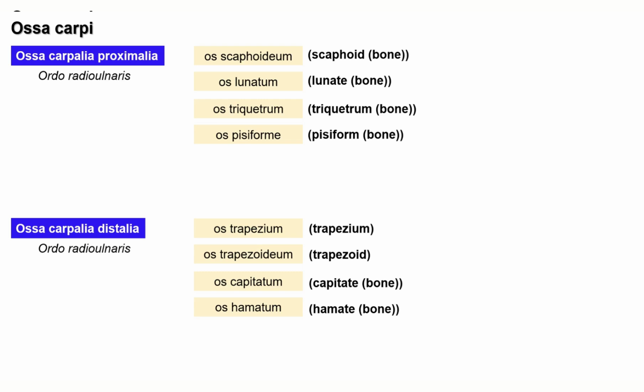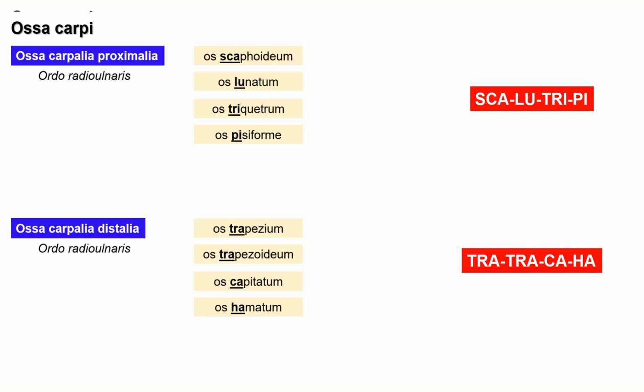The easiest way to remember these is by using mnemonic words. For the proximal row of bones, the term scalutripi can help, as it allows us to recall both the constituent bones and the order in which they are arranged. For the distal row, the mnemonic tratrakaha can be useful. What is important to note above all about these bones is that, if we look at where each is located, they are not necessarily positioned right next to each other.